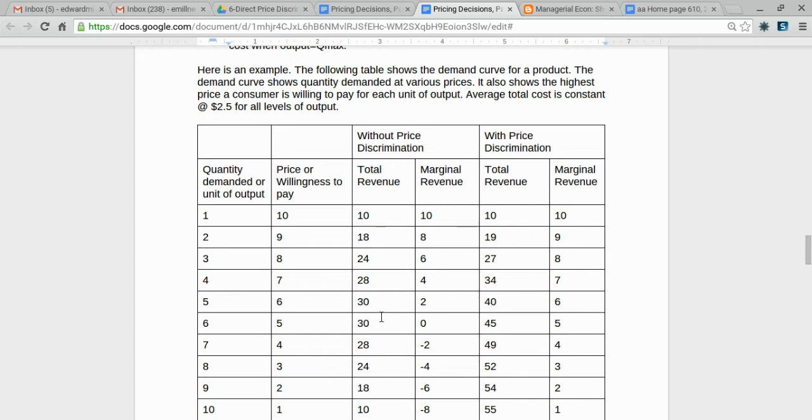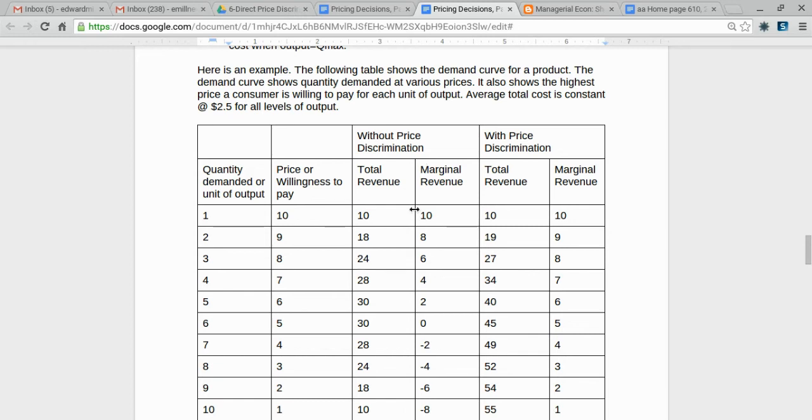I've got two more columns. The next two columns show me what happens without price discrimination. I'll have total revenue and marginal revenue. Total revenue is price times quantity. So total revenue goes 10, 18, 24, 28, on up like that.